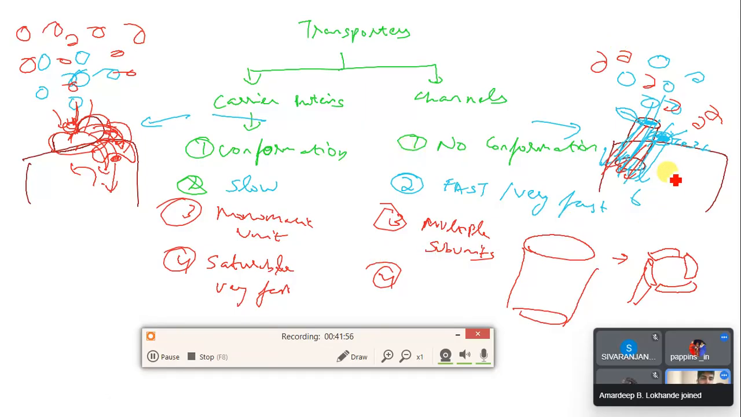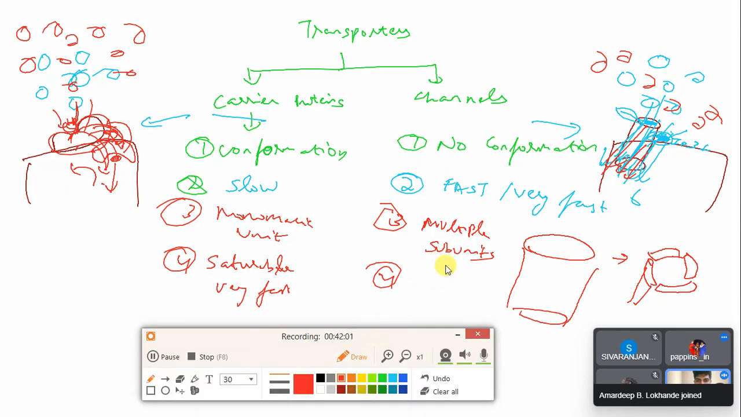But here, it does not have anything like that. It just opens up and then a lot of molecules move in until this signaling molecule is removed or something happens. So it is not that much saturable. So this is the major difference between transporters.